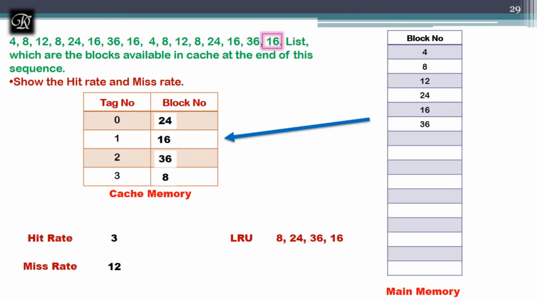The last block requested is 16, which is already available in the cache, so there is no need to bring it from the main memory to the cache. Here we can just increase the hit count and update the LRU. And now this is the final. At this given moment, how many hits do we have? I have 4 hits and 12 misses.